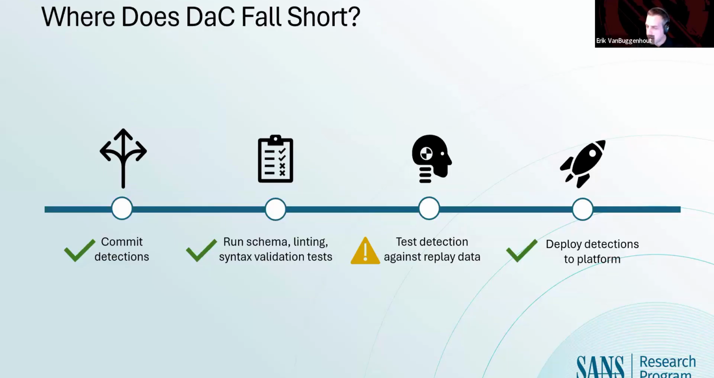And then, of course, deploying the detection to platforms. There's tons of APIs that you can use. Platforms have that. That's also a relatively, honestly, out-of-the-box capability. So that's a good example of one of the things where testing the detection against replay data is, of course, a tricky one.